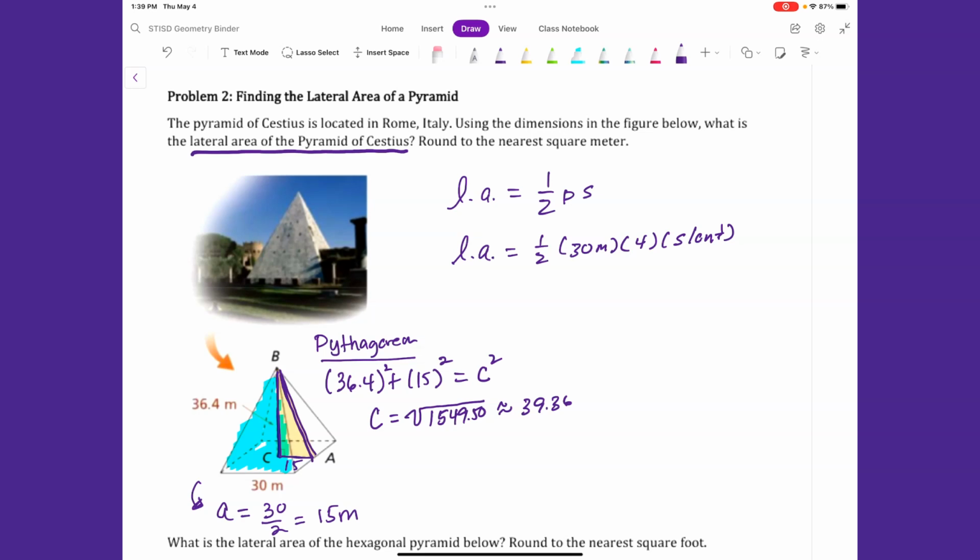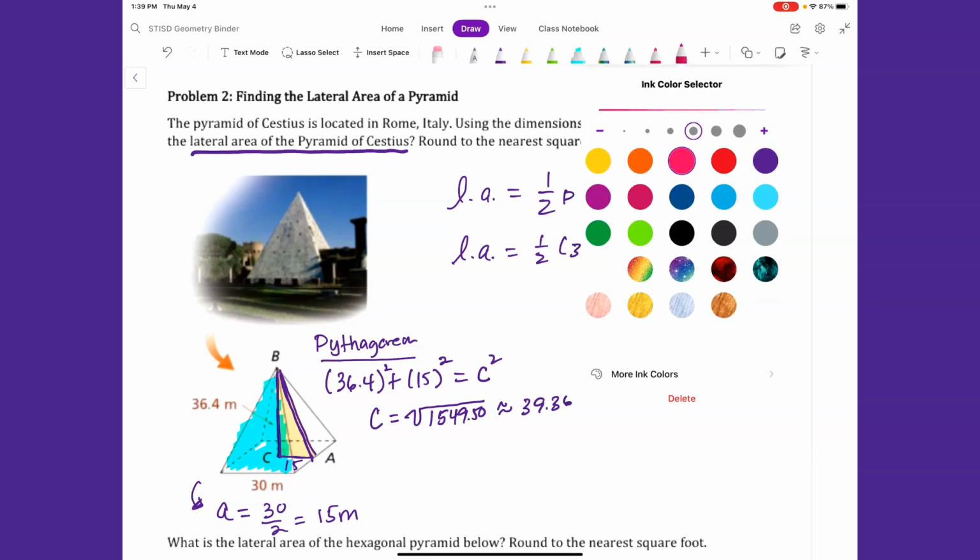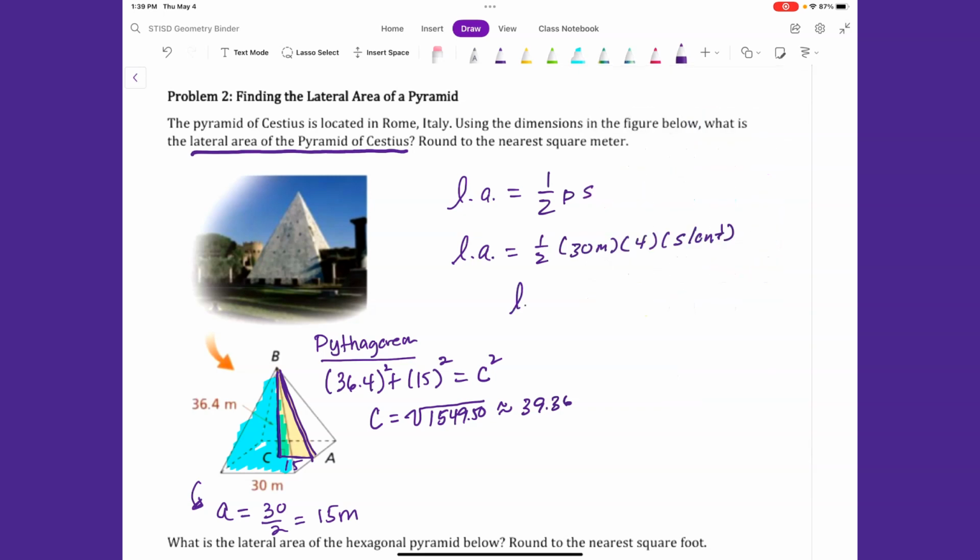So if I'm going to find the lateral area, it's 1/2 of 30 times 4 times the slant height. In this case, it's 39.36. So I know 1/2 of 30 is 15. So I have to multiply by 15 times 4. So approximately the lateral area is 2,361.8 meters squared.